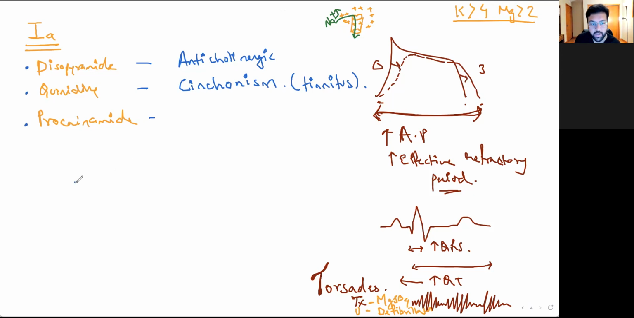Do you remember SHIP drugs? Sulfa drugs, hydralazine, isoniazid, and procainamide. Sulfa drugs, hydralazine, isoniazid. Drugs induce lupus. Very good. Procainamide. This is procainamide, class 1A antiarrhythmics, drug-induced lupus.